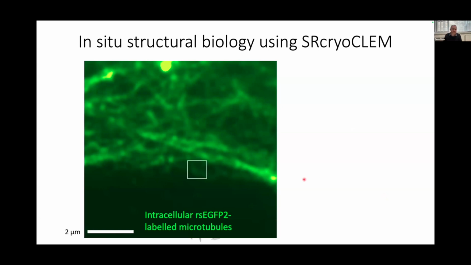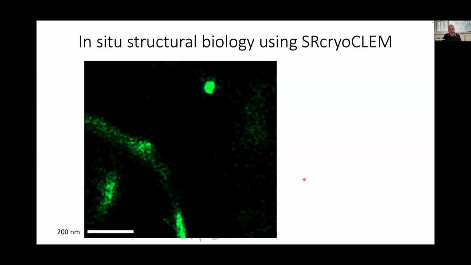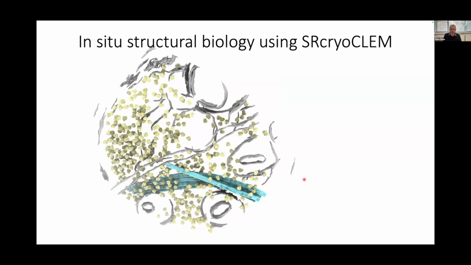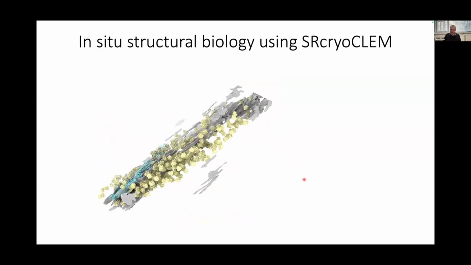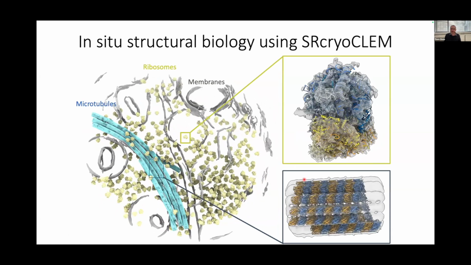But if we zoom in here, we can see the cryo diffraction limited light microscopy image. And we can compare this with the super resolved reconstruction. And this really shows you the power of this technique. We can also correlate this super resolution light microscopy image with three-dimensional cryo-EM on the same sample. And this we can then combine with structure determination using subtomogram averaging to solve structures of proteins in situ, in our cells.